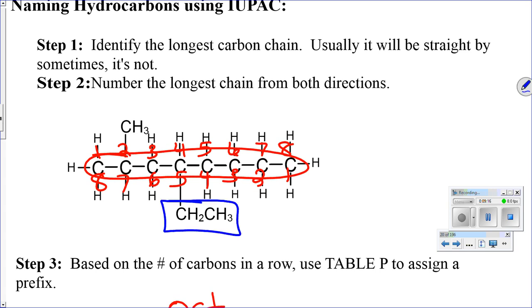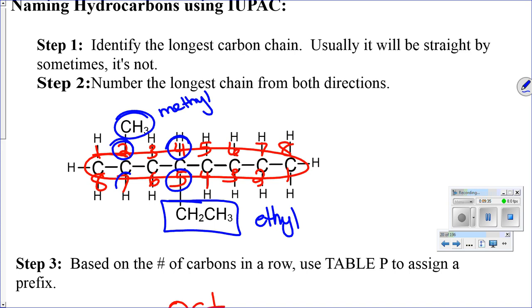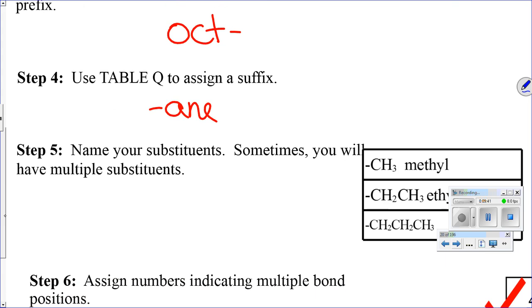This substituent group has 2 carbons in it, so it's what we call an ethyl group. And this is still one of our regular old methyl groups. So if we number in this direction, we end up with our groups attached to 2 and 4. If we number in the other direction, we would be saying 5 and 7. 5 and 7 are higher than 2 and 4. We have to go all in one direction, so we're going to take 2 and 4 for our numbers.